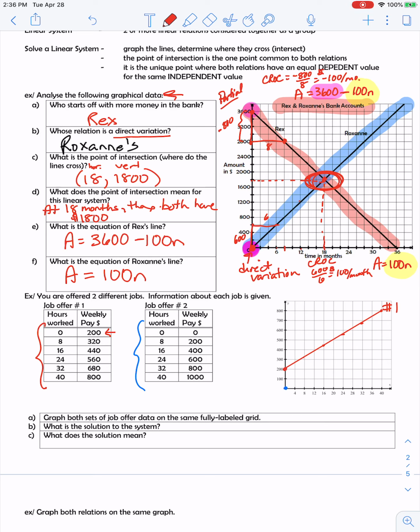And what would that amount per hour be? Well, this is going up by $120 every 8 hours. So the slope on this one is 120 over 8, and that equals 15. So that means that they're making $15 per hour. However, they're giving you $200 to start off with.